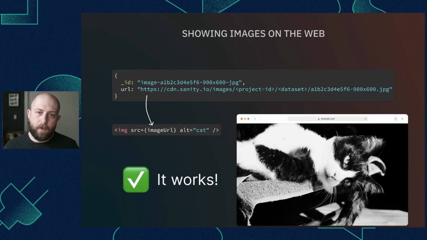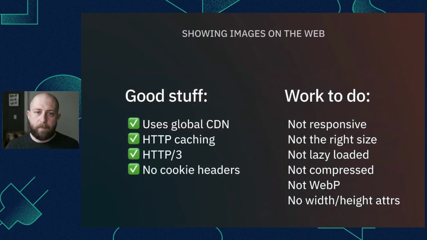This is good for a number of elements. If we look back to our original list here, performance-wise, that checks out. It's on the CDN. It's using HTTP/3 thanks to the Google CDN. There's no cookie headers. There's none of that extra data. But there's a lot of stuff that we still are not doing to make this image really performant.